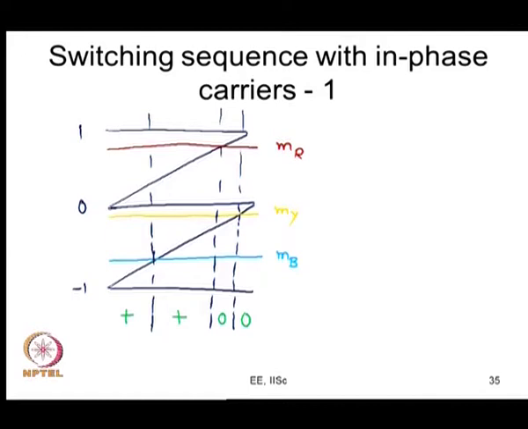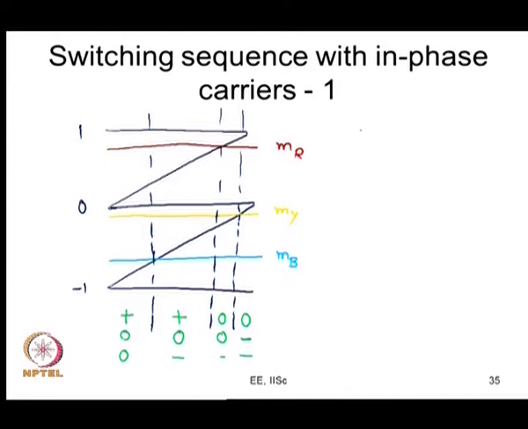And then if I look at Y phase, in this case Y phase is being compared with the bottom carrier, it can actually be 0 or 1. Initially Y phase is 0, here also it is 0, here also it is 0, and here it becomes minus. Then if I look at B phase, initially it is 0, then here it switches and it goes to minus, and it is minus, and it is minus.